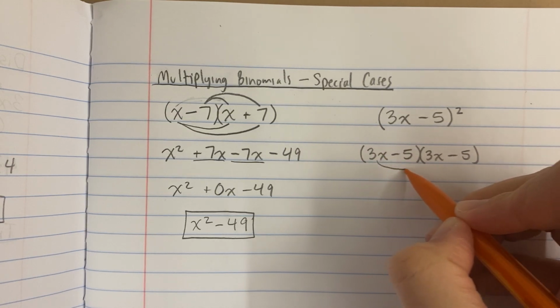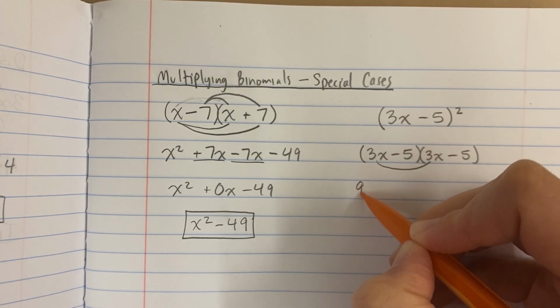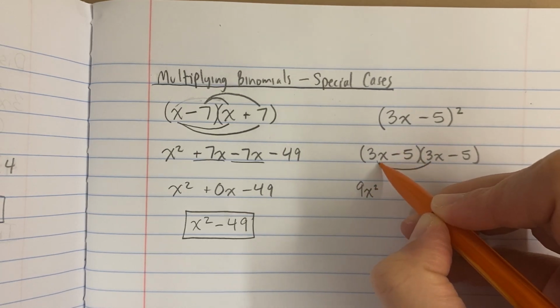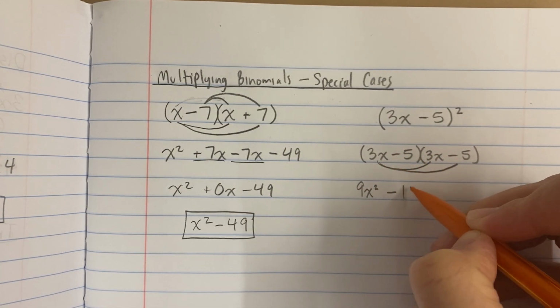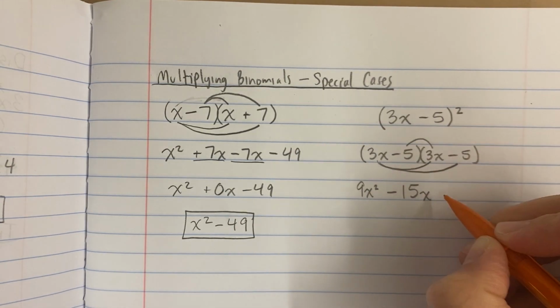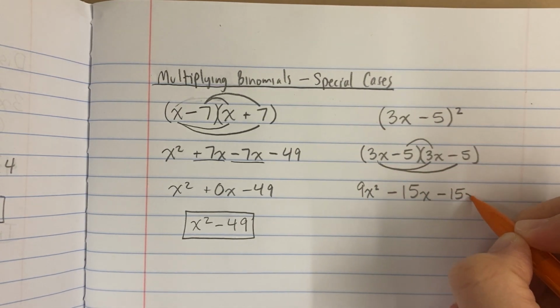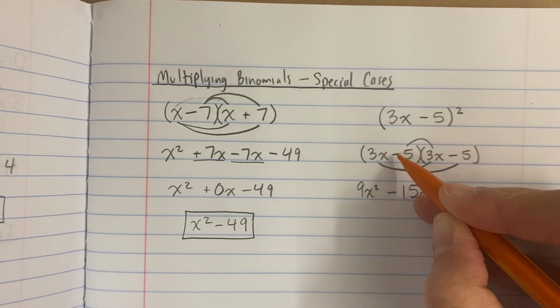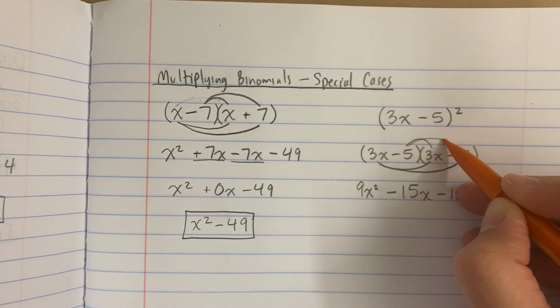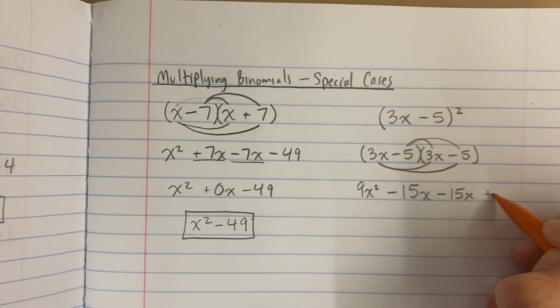Okay, so again, this is 3x times 3x. That's 9x squared, right? 3 times 3 is 9, x times x is x squared. 3x times negative 5 is negative 15x. Negative 5 times 3x, that's also negative 15x, right? This is positive times negative, that's negative. This is negative times positive, that's negative. Okay, and then negative 5 times negative 5, that's negative times negative, that's positive, and 5 times 5 is 25.